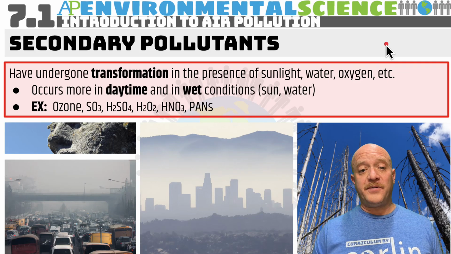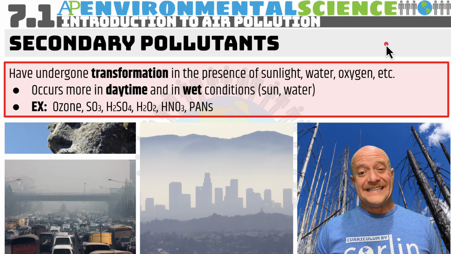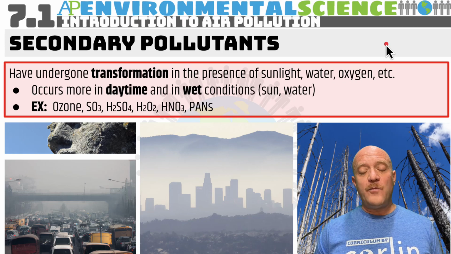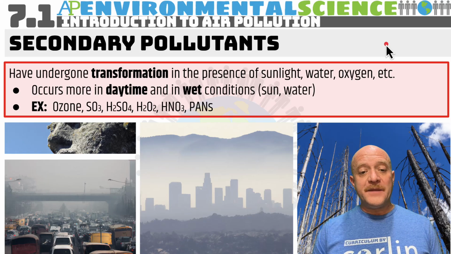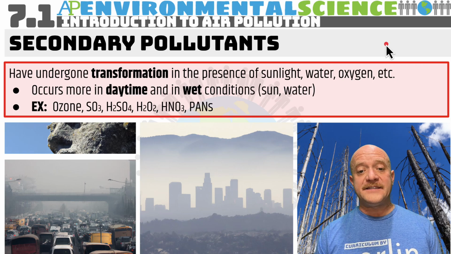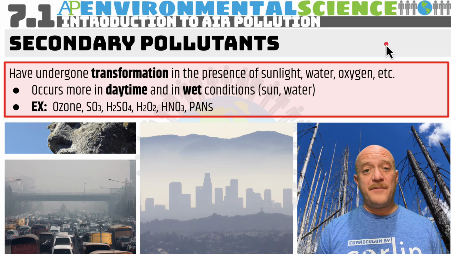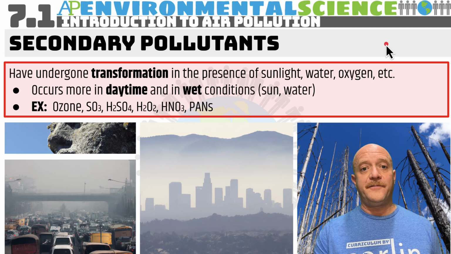Now, a secondary air pollutant has undergone some form of transformation in the presence of sunlight, water, oxygen, etc. Now, these are going to occur more in daytime and in wet conditions because you have sun, which provides the energy, and water, which will provide something for a chemical reaction. Some examples of these are ozone, SO3, sulfuric acid, peroxide, nitric acid, and PANs. And I'll describe these again in much more detail.